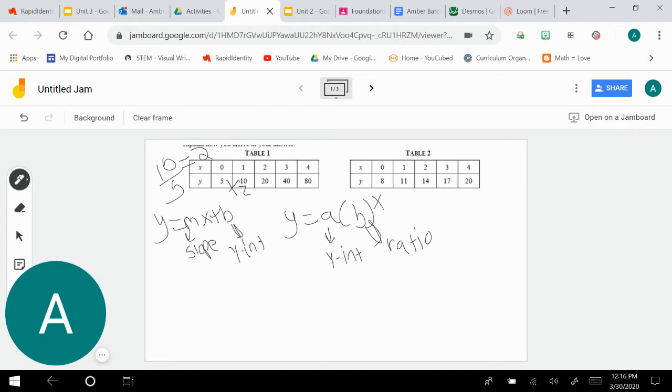Okay, so my equation for table 1 would be y equals y-intercept. Look for the zero term. I have it. It's 5 times my ratio, 2, to the x. So that's the exponential. Now let's look at a linear example.